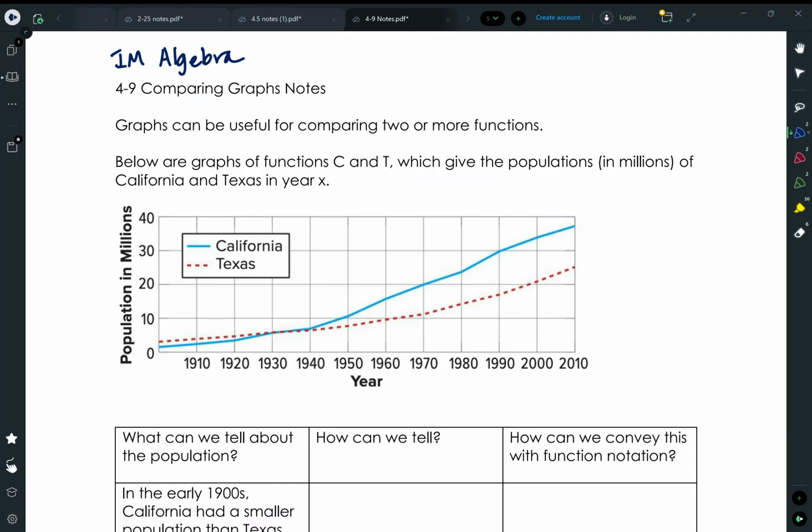So I have two graphs here. They are the graphs C and T, which give population in millions of California and Texas. California is our blue graph, Texas is our red graph on your paper. It's just going to show as a solid line and a dashed line.